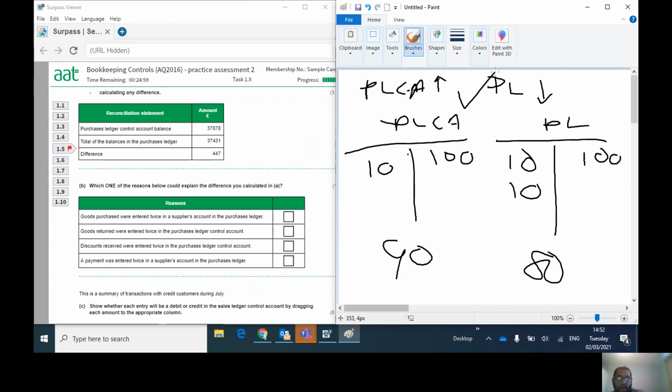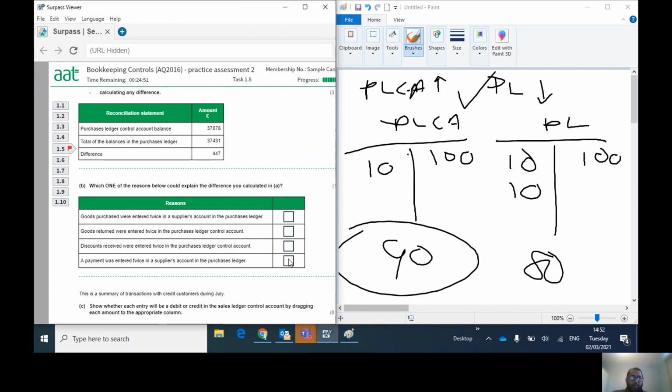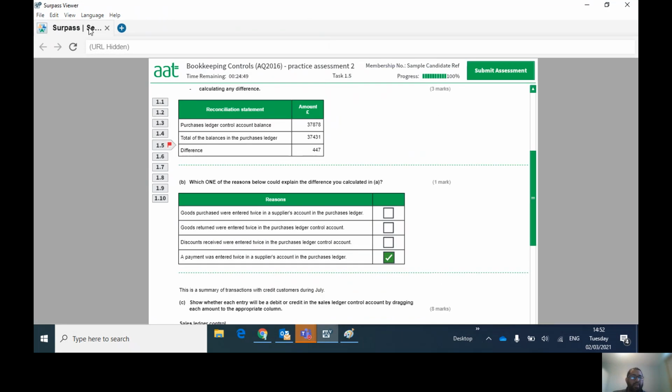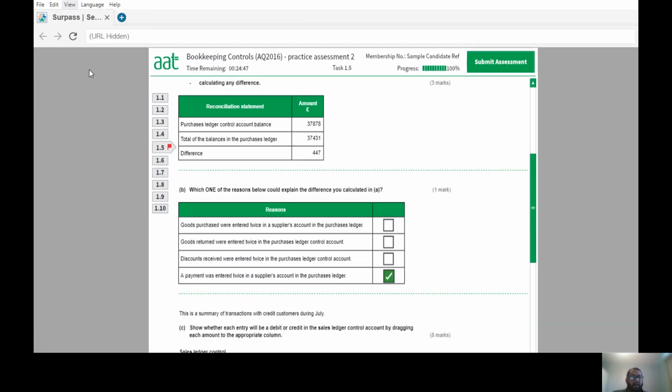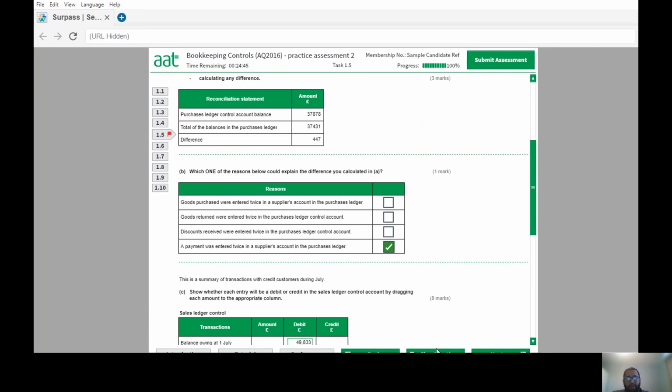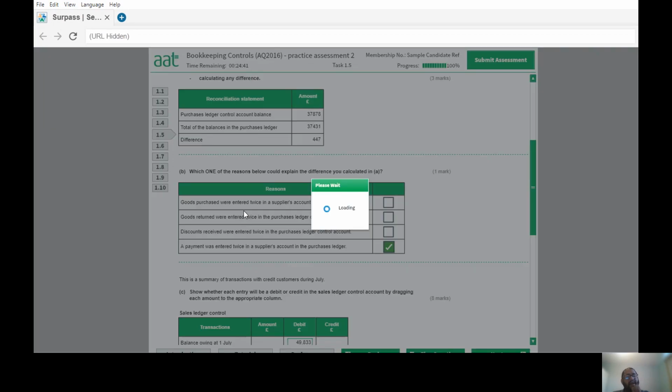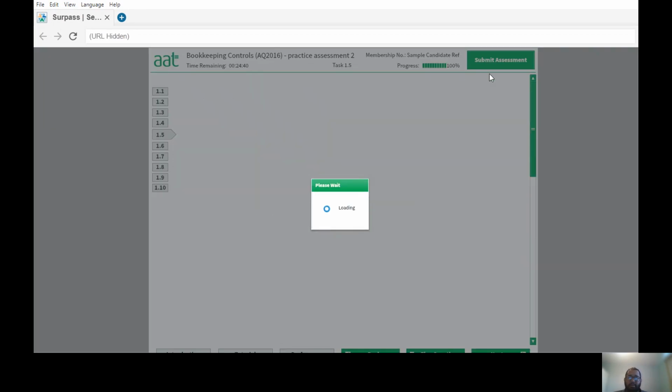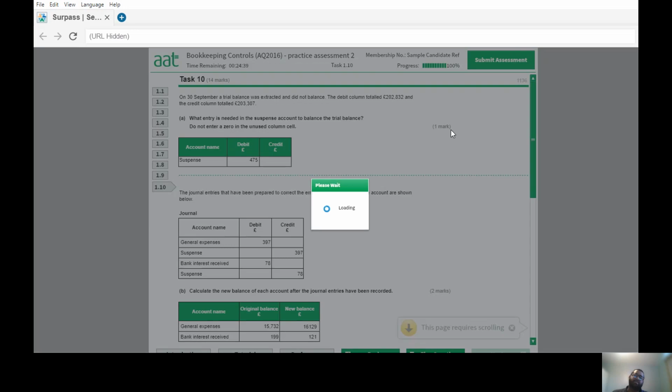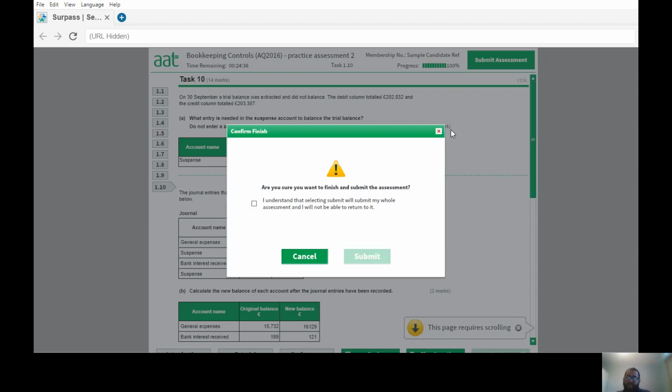Purchase ledger control account should be higher than your purchase ledger. What we can do in that scenario, this will be the right choice. So we go back here, do this one. We'll get back to full screen, and then we'll unmark this flag, and then we'll get here and we'll submit that exam. I think we've done everything there.